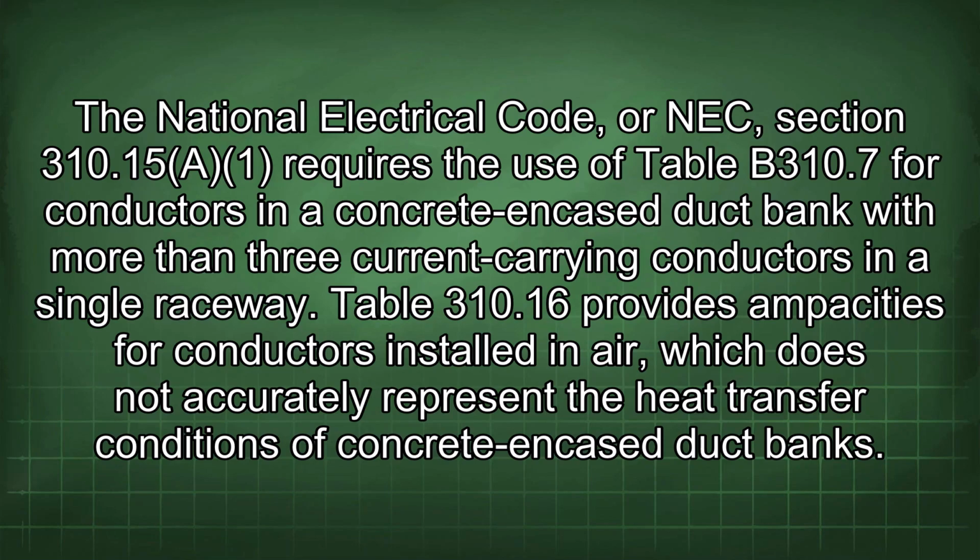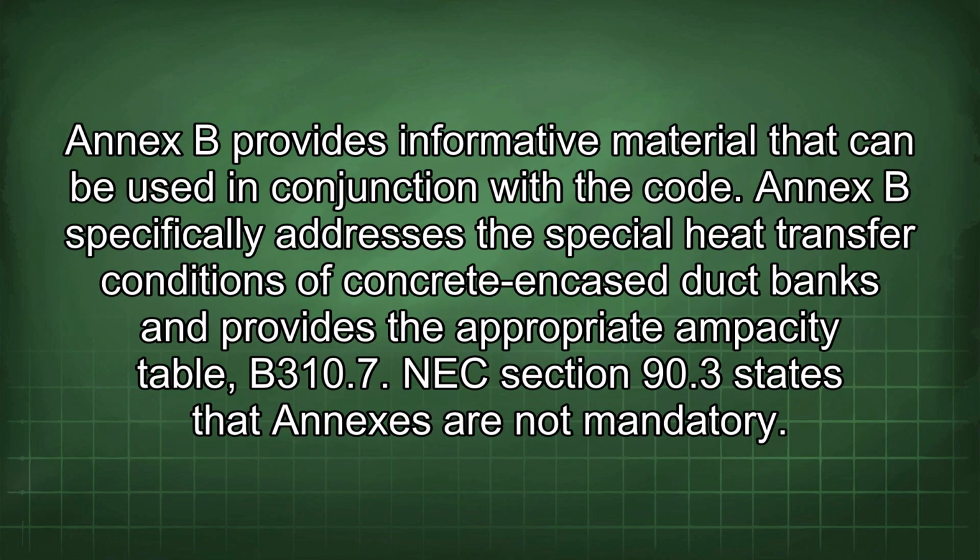The National Electrical Code, or NEC, Section 310.15(A) requires the use of Table B310.7 for conductors in a concrete-encased duct bank with more than 3 current carrying conductors in a single raceway. Table 310.16 provides ampacities for conductors installed in air, which does not accurately represent the heat transfer conditions of concrete-encased duct banks. Annex B provides informative material that can be used in conjunction with the code.